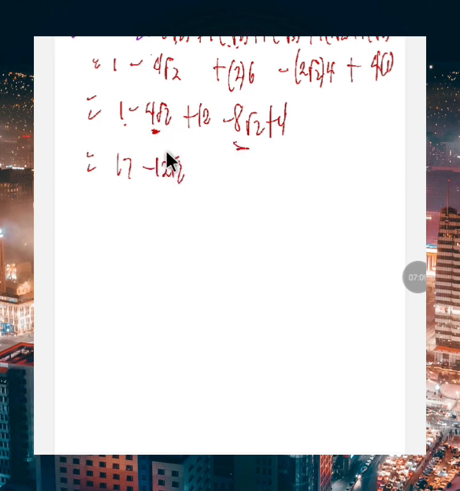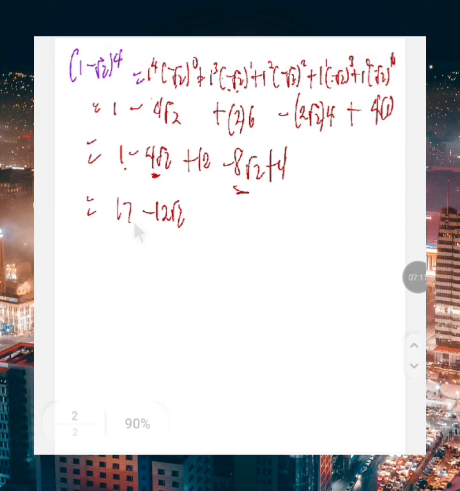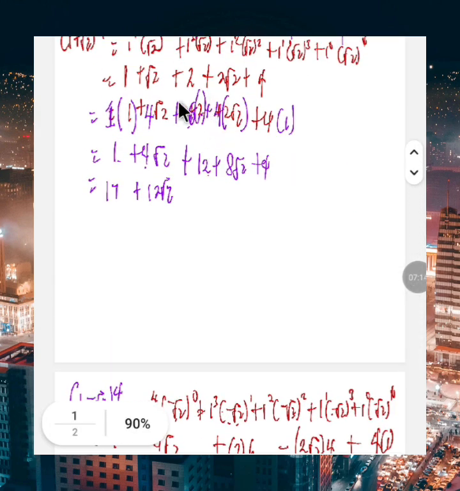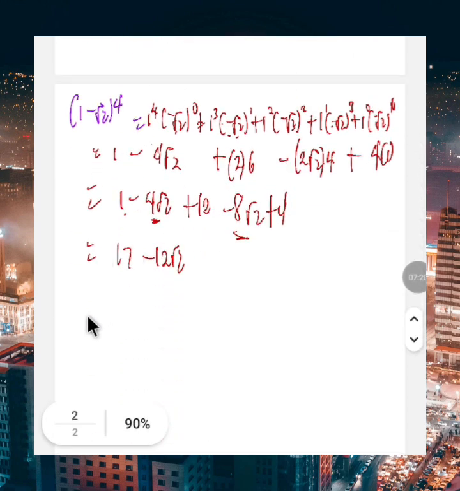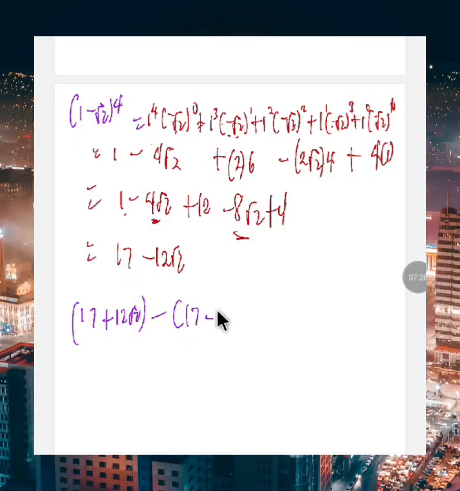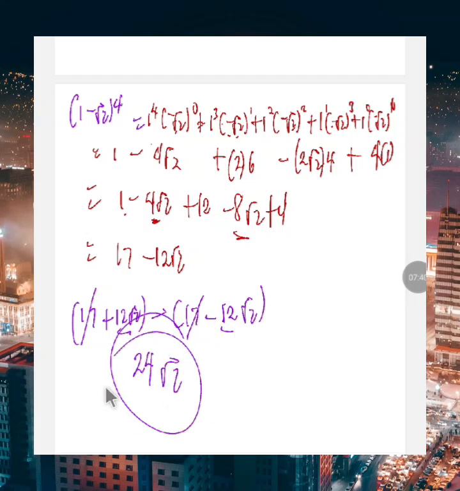So we can now subtract. Let's subtract 1 minus root 2 raised to the power of 4 from 1 plus root 2 raised to the power of 4. That will be 17 plus 12 root 2, minus 17 minus 12 root 2. So 17 minus 17 will give us 0. Minus times minus is plus. So 12 root 2 plus 12 root 2 will give us 24 root 2. So the answer to that beautiful question is 24 root 2.